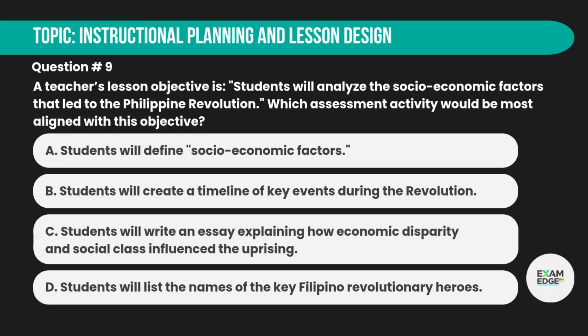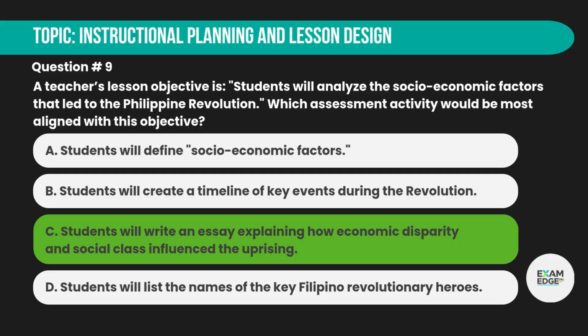Question number 9. A teacher's lesson objective is: students will analyze the socio-economic factors that led to the Philippine Revolution. Which assessment activity would be most aligned with this objective? A. Students will define socio-economic factors. B. Students will create a timeline of key events during the revolution. C. Students will write an essay explaining how economic disparity and social class influenced the uprising. D. Students will list the names of the key Filipino revolutionary heroes. Correct answer: C.